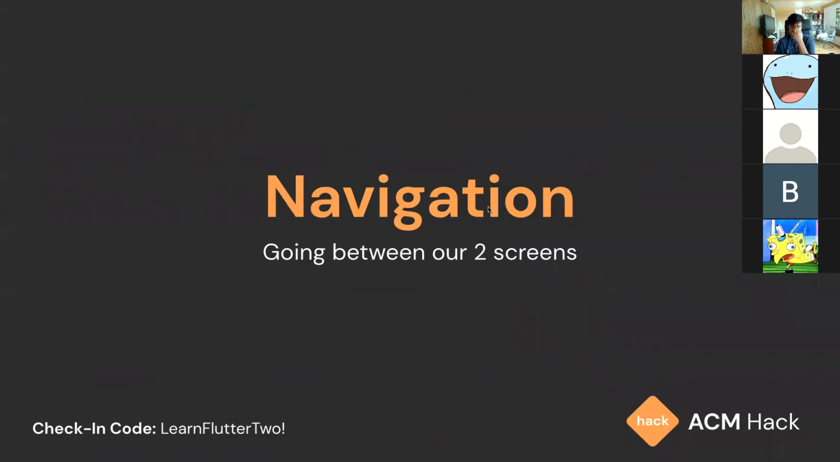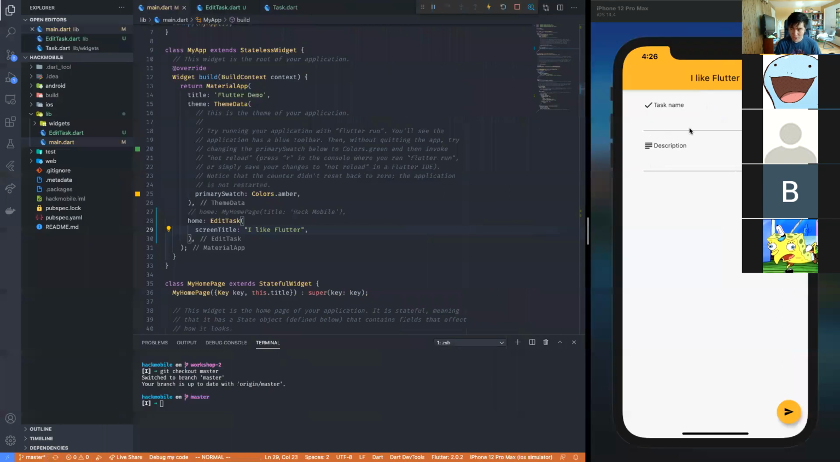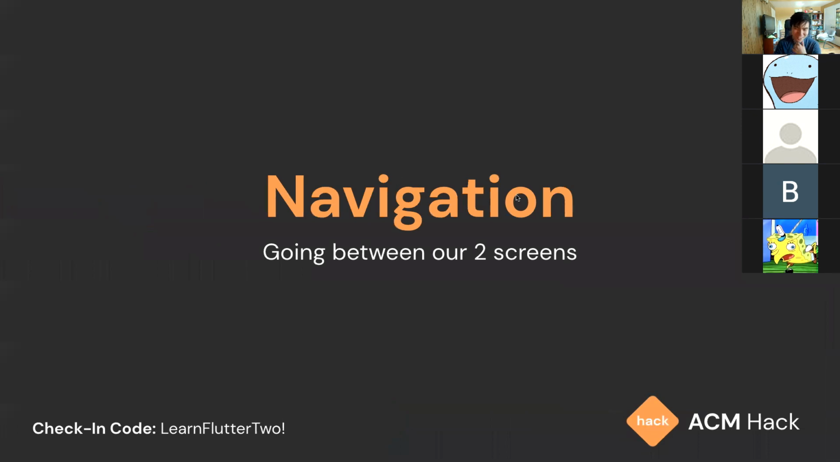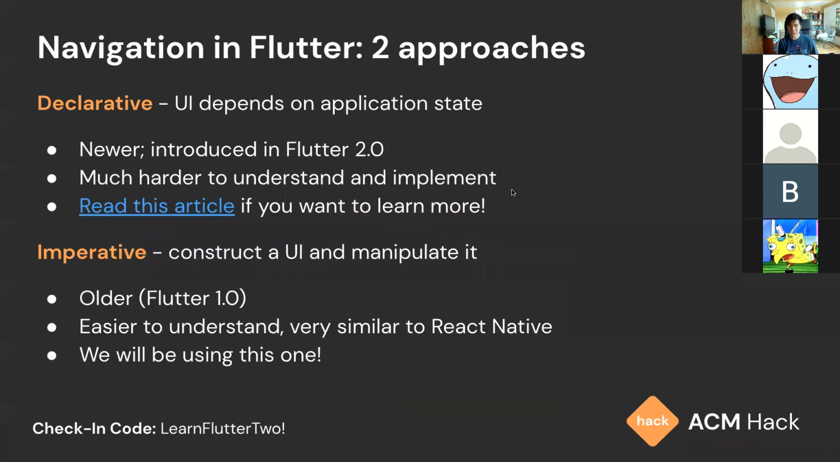So next up, navigation. So we'll be figuring out how to go between our two screens now that we created, right? Because all we have now is just an edit task screen and then a home screen. And we don't really have a way of going between them, right? We can change what this field is if we just comment this out or something, right? But this is not user friendly, right? I don't want to have to go into the code to change screens. So that's what navigation is.